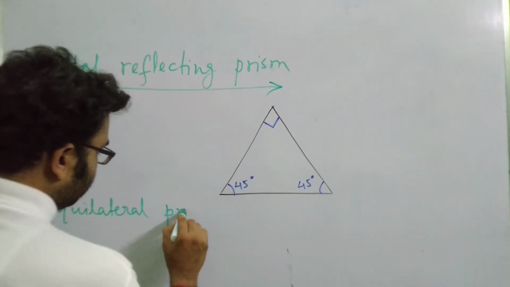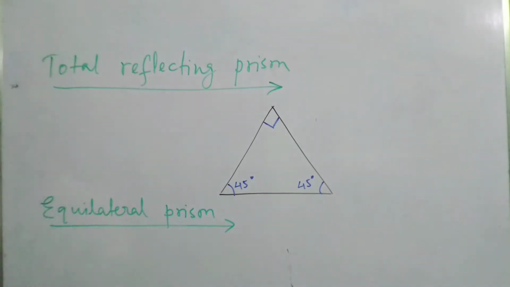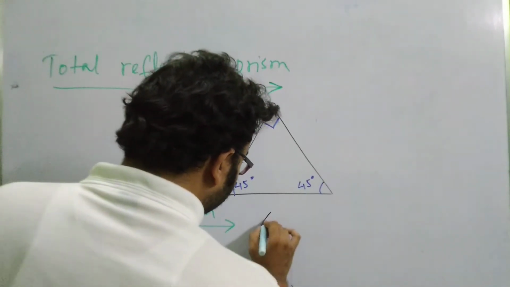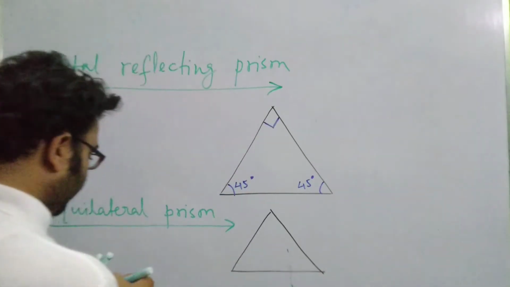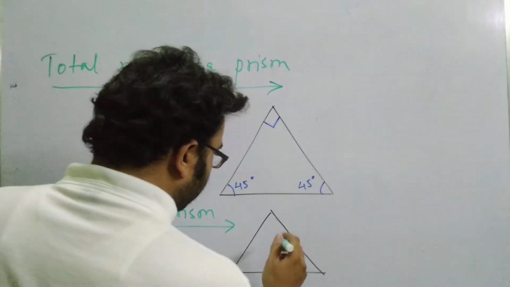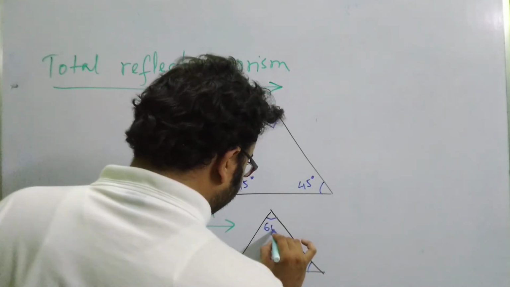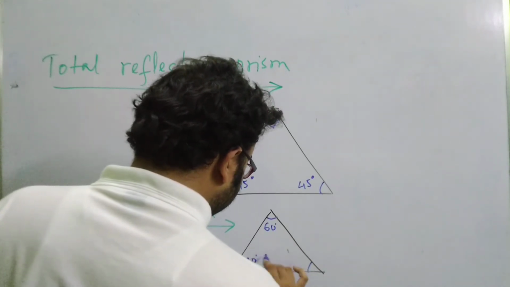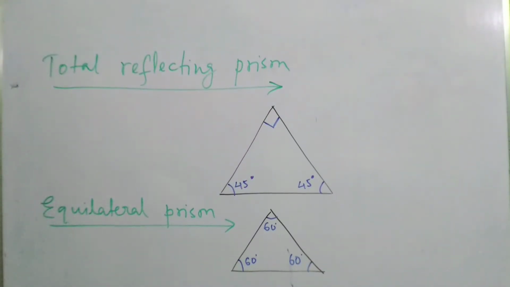What is equilateral prism? Equilateral prism will be something like this, where the triangular cross section will have all the angles as 60 degree. So all these three angles are 60 degree. Okay, 60 degree, 60 degree, and 60 degree. Okay, fine. So this is the diagram for equilateral prism and total reflecting prism.